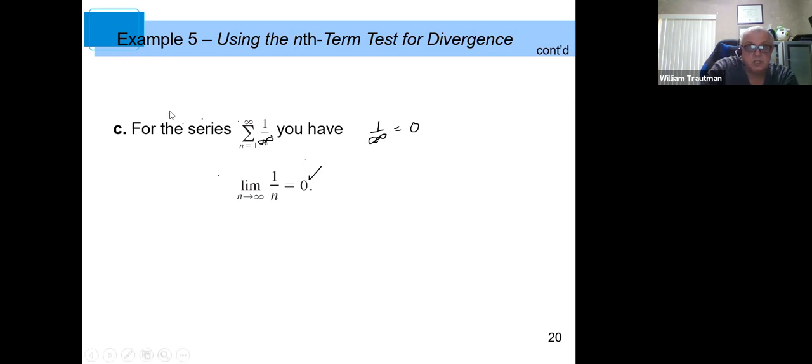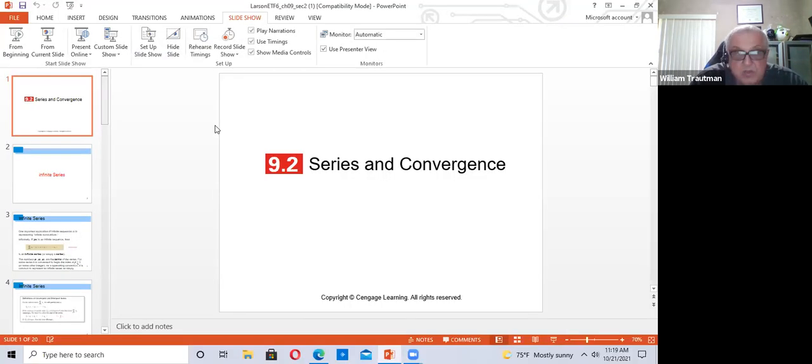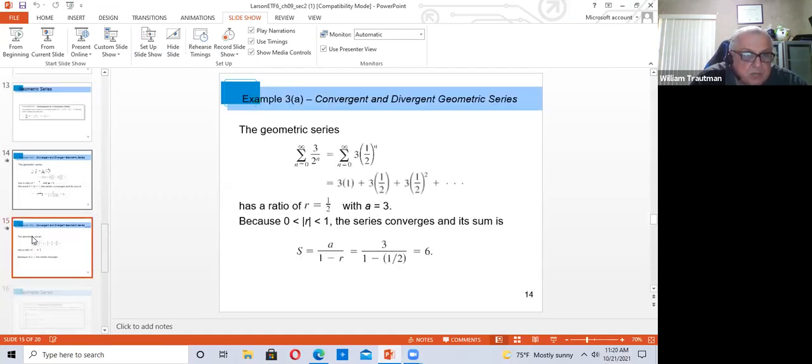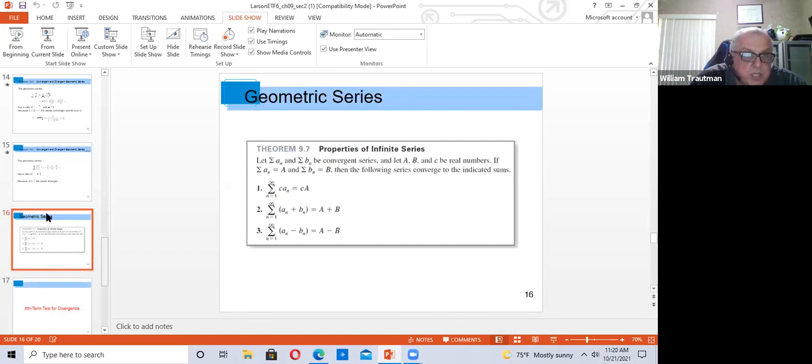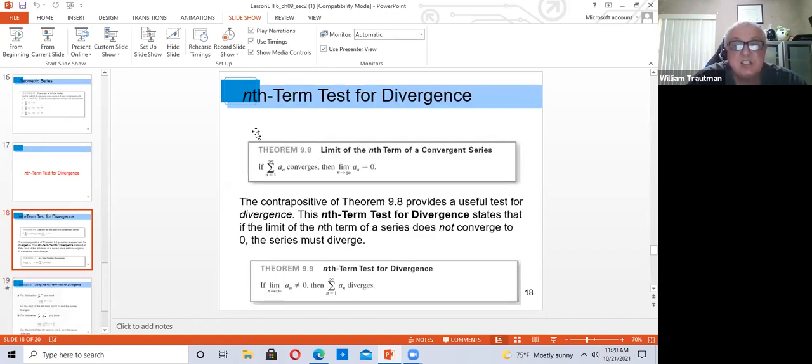Should say that if it lets me. Oh, no, it doesn't necessarily converge, because the limit of the nth term is 0, and the nth term test for divergence does not apply. So let me go back. That was the last slide. Let me go back to that for a second. I think I was reading it wrong the first time. And see, this is the nth term test for divergence, not for convergence, just to see if something diverges.